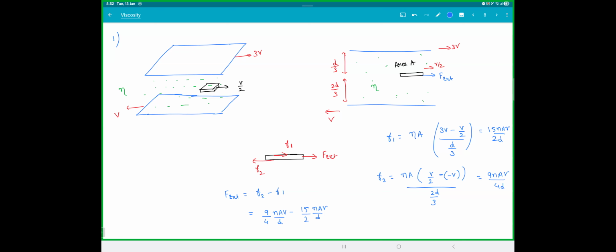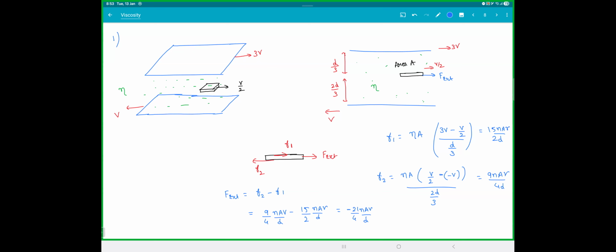Now, how much is this? Multiply 2 and 2, 30 minus 1. You end up with minus 21 eta A v by d. The minus sign indicates force is acting backward. Is this clear, everyone? You actually have to pull the plate backward, not forward. Right, Utsa? Right, Arya? Right, Samyak?